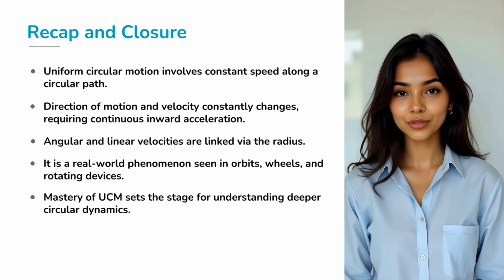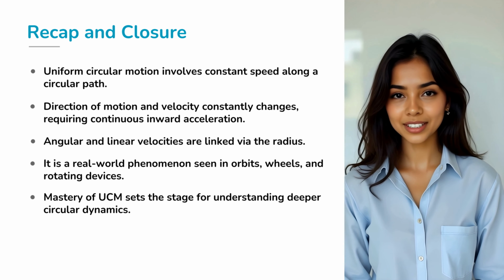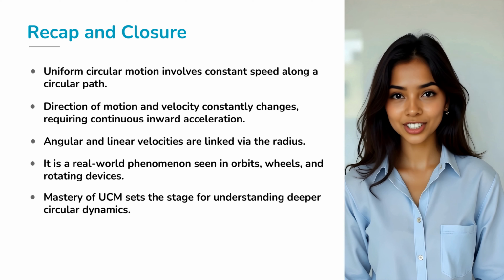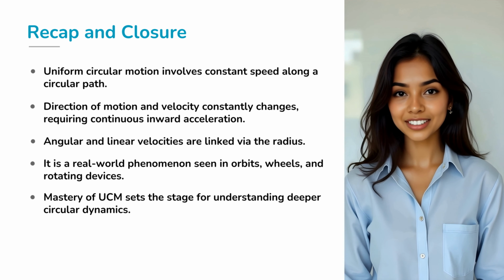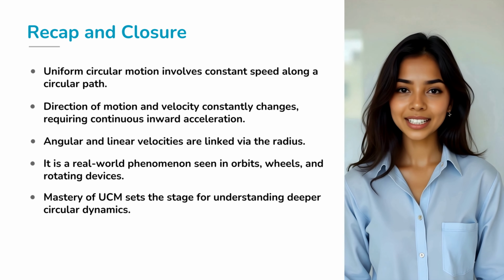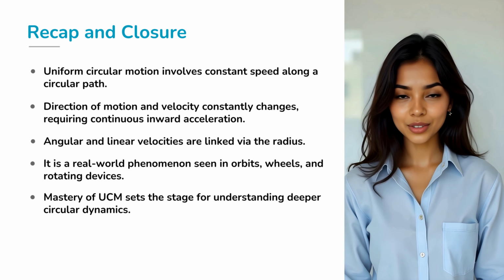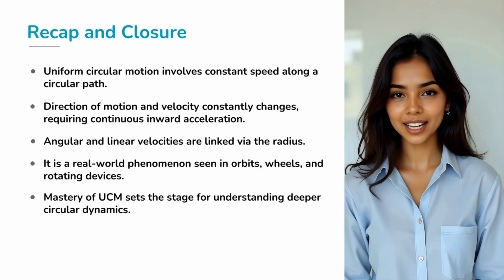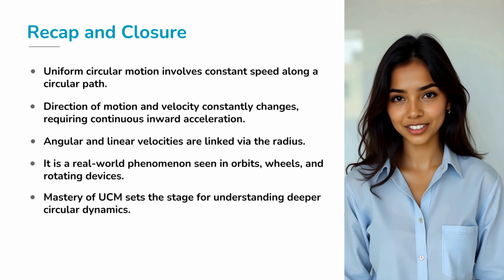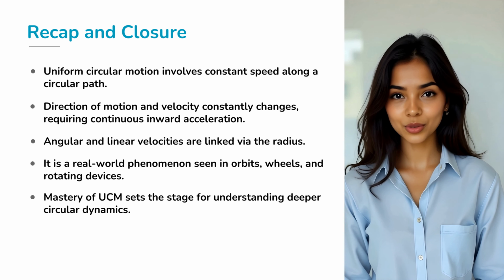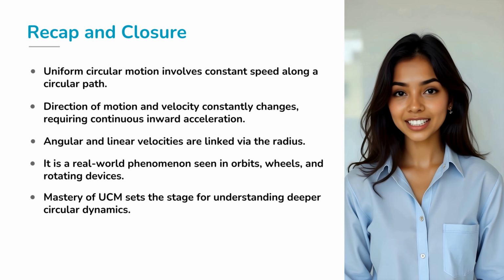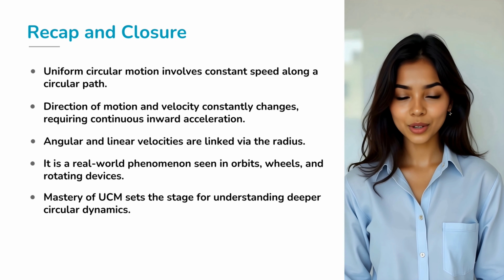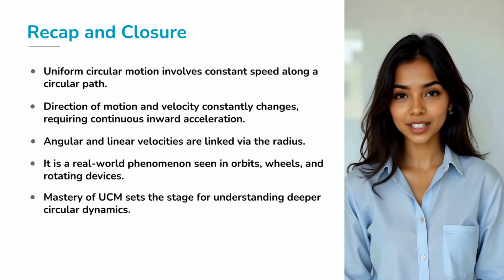To wrap up, uniform circular motion might seem simple, but it's packed with rich concepts. The object moves at a steady speed, but the changing direction of its motion means it experiences continuous acceleration. This acceleration is always directed inward toward the center, and requires a continuous force to sustain it. Linear and angular velocities give us different lenses to describe the same motion, both tied together through the radius. Whether it's a planet in orbit, a race car on a circular track, or a flywheel in machinery, uniform circular motion forms the foundation of much of our physical world.